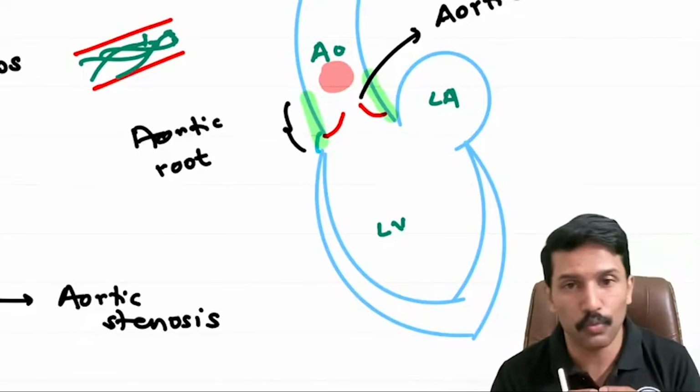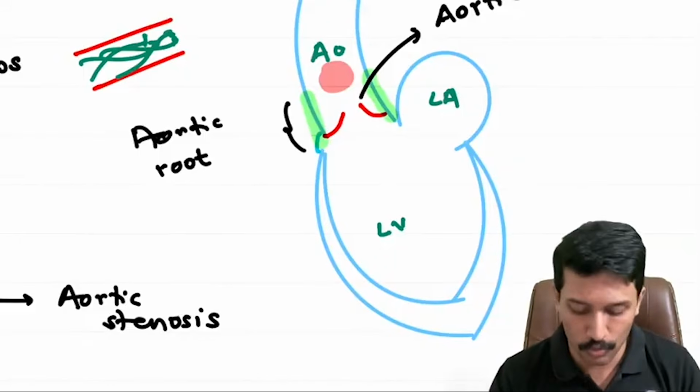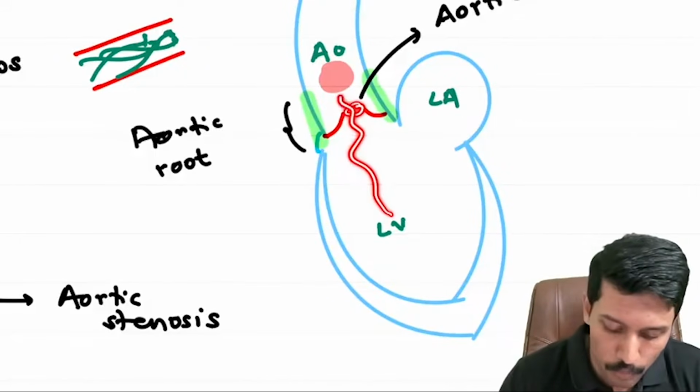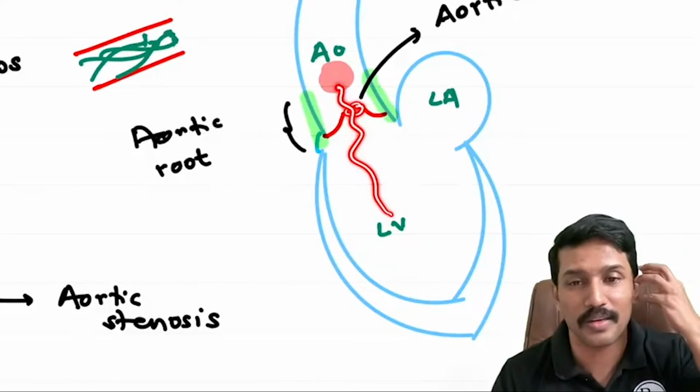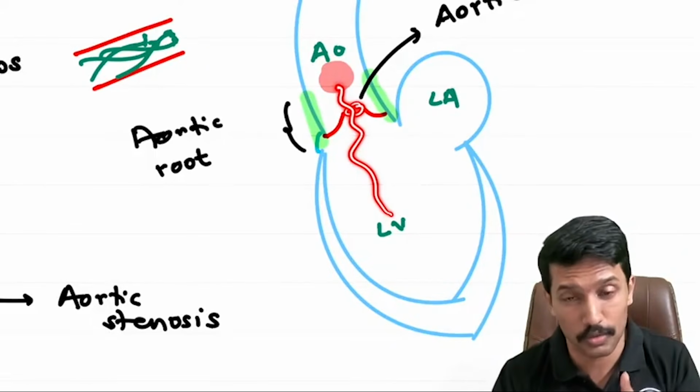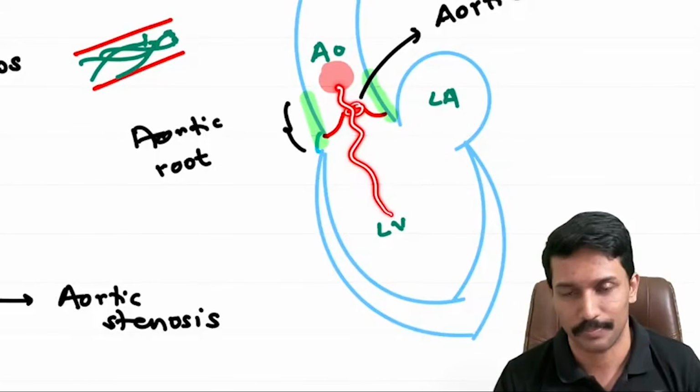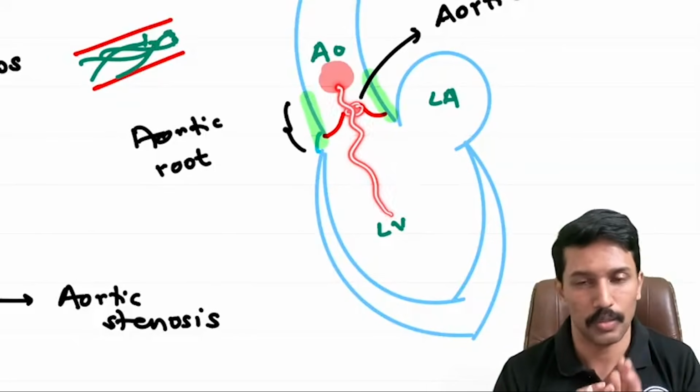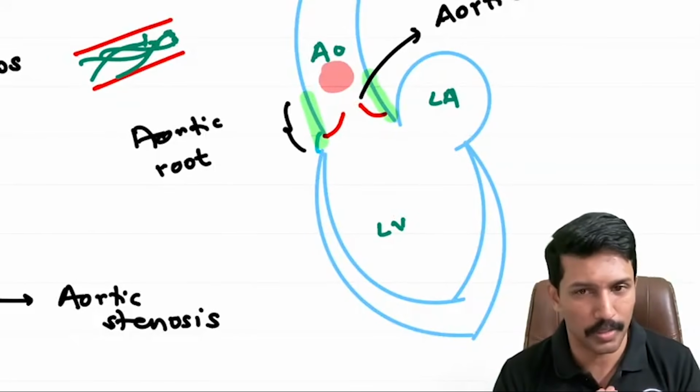Absolutely right. So the blood moves from the left ventricle to the aorta during systole, and if the opening is narrow, while moving it will create turbulence, and you hear that turbulent flow as a murmur. So the murmur is going to be a systolic murmur. It's not going to be a diastolic murmur, right? So at least this much you can understand.